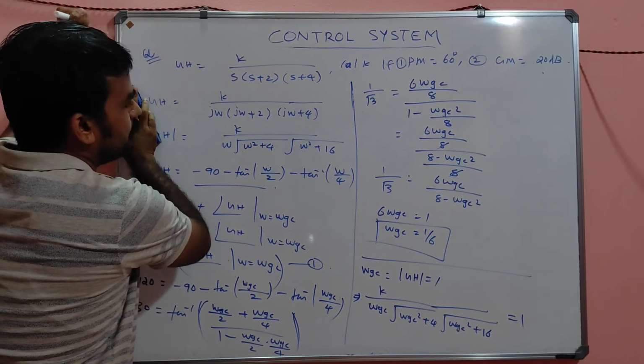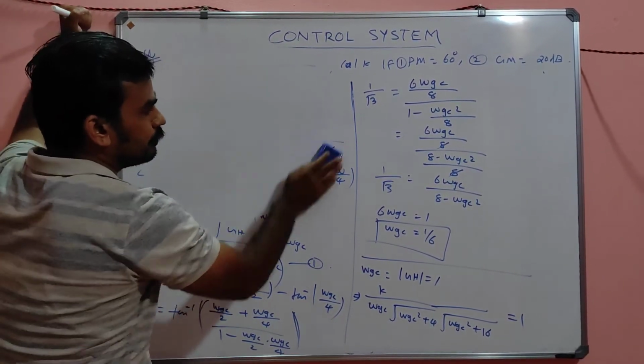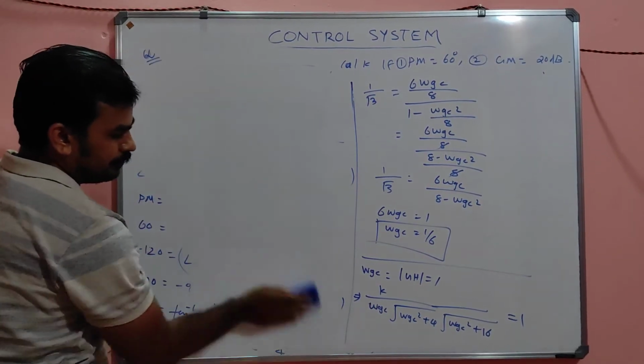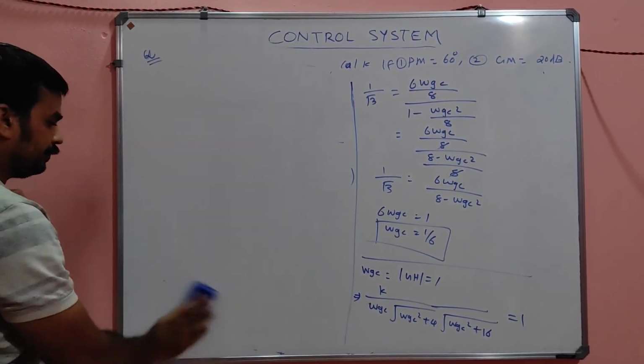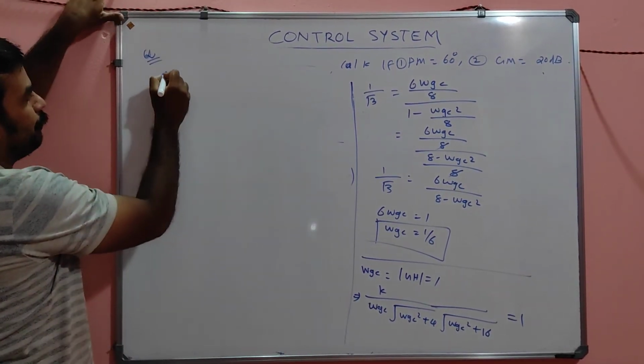Okay, can I rub this, my dear? Can I rub this? Substitute the value of omega GC.